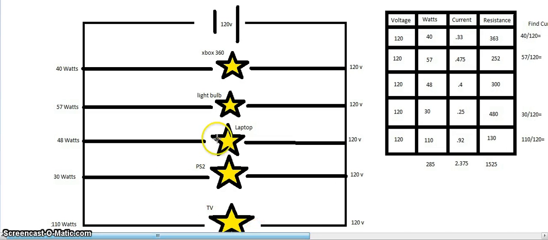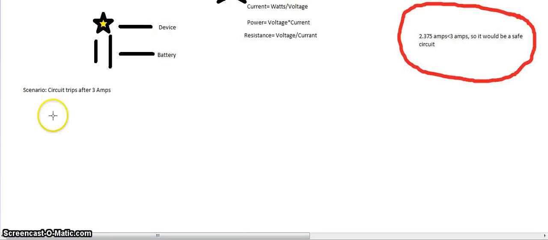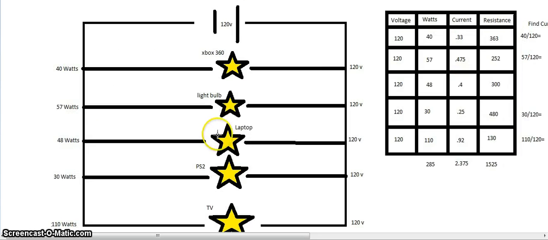So I made this using items found around my room. These items are an Xbox 360, a light bulb, a laptop, a PS2, and my TV. So here we go. For each one, the scenario here is that the circuit will trip after 3 amps is generated.